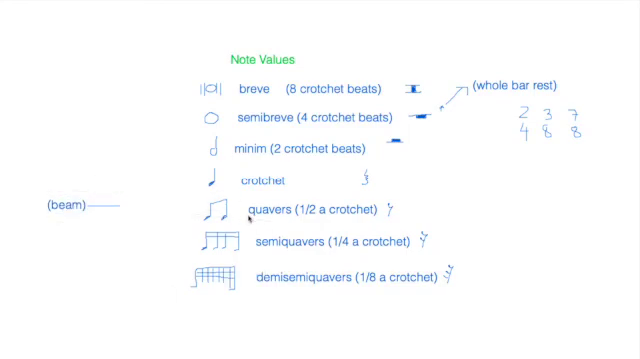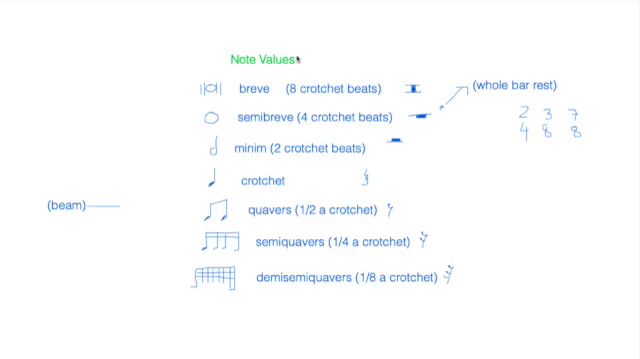So yeah, I think that's pretty much what you need to know. If you keep going, we can divide that again into hemidemisemiquavers, but they don't really test you on that for grade 5, so I think this is the basic note values that you need to know.